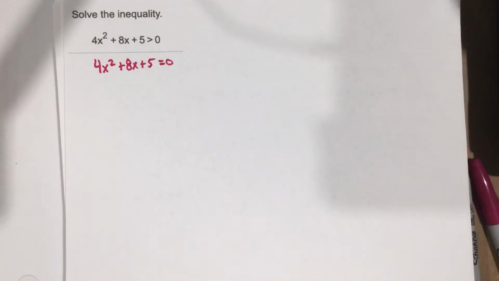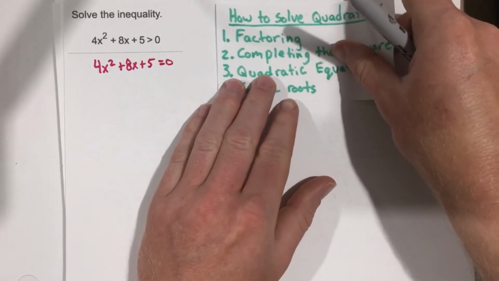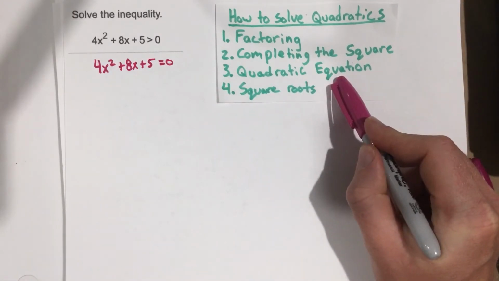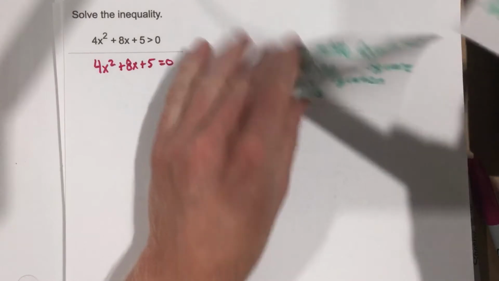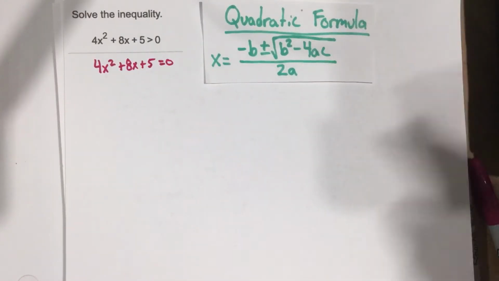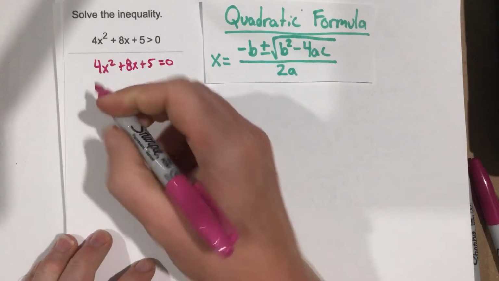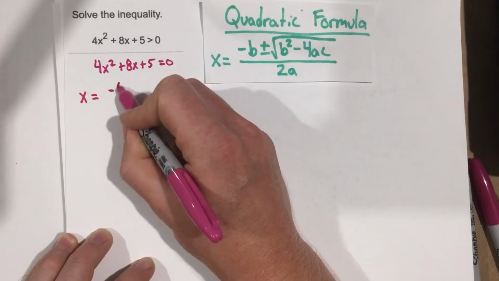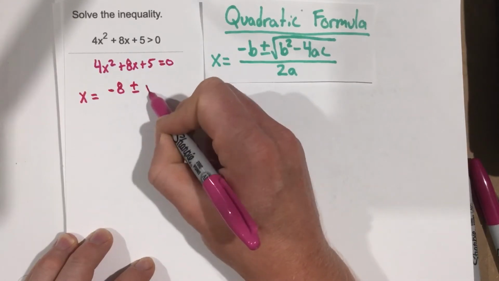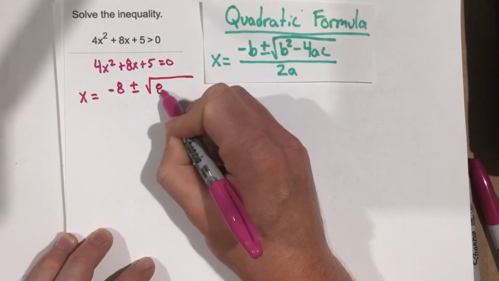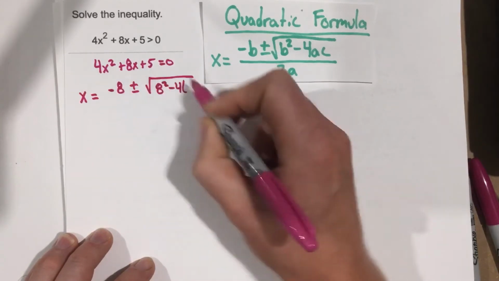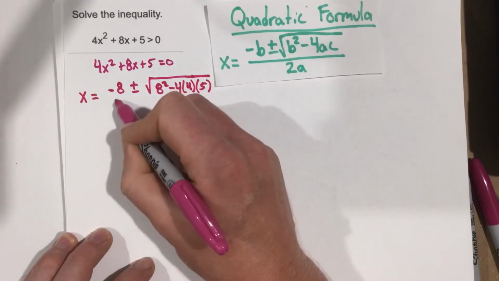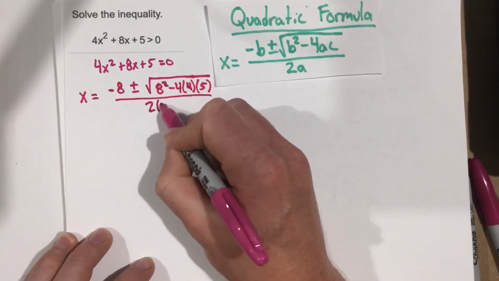Because of the leading coefficient of 4, I'm probably going to just go straight to the quadratic equation. So let's pull out the quadratic formula and start to solve. I'm going to start by saying x equals negative 8, because 8 is b, plus and minus root, 8 squared minus 4 times a, which is 4, times c, which is 5, all over 2 times a, which is 4.